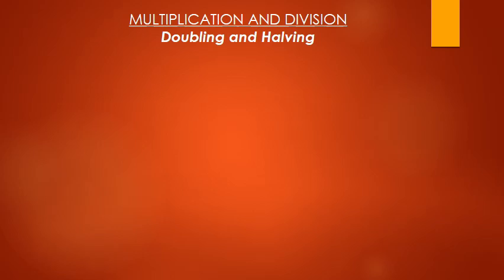Another mental strategy for multiplication and division is doubling and halving. You can also find the answer to a multiplication question by doubling one factor and halving the other factor. For example, 14 times 4: half of 14 is 7, and double 4 is 8. This gives 7 times 8. And you know from your multiplication facts that 7 times 8 equals 56. Can you think of another example where doubling and halving could be used?